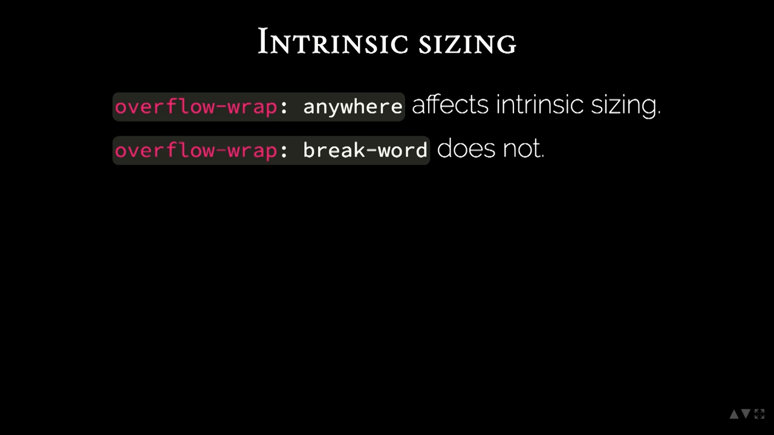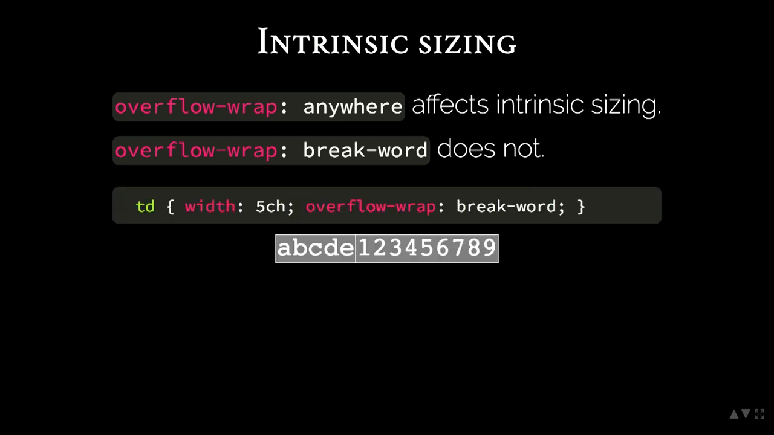There's another value on this property that is almost exactly the same, break word. On the previous example, it would have done the same thing. But here's a table. I've said the width of the cell should be 5 characters, and please break word if it would overflow. And it doesn't work. Why is that? Because tables are kind of weird. You can't actually force a table cell to be smaller than the minimum size of the content inside of it. So here, the minimum size is this 9-character string, so the table cell is bigger, so it wouldn't overflow, and overflow wrap doesn't get the chance to apply.